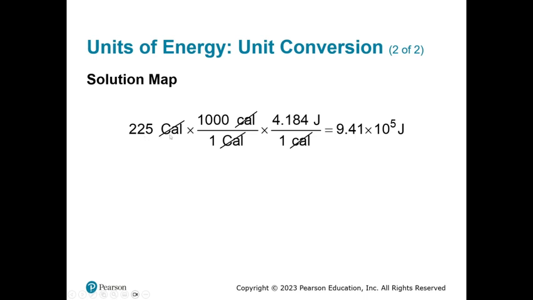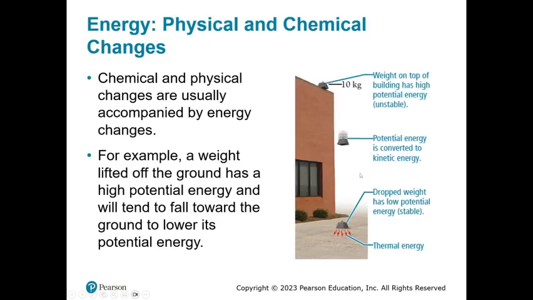250 kcal, times 1,000 calories over 1 kcal, times 4.184 joules over 1 cal, to make sure that we only have joules at the end of the day, and this would be our answer. So even a small candy bar has a whole bunch of joules in it, and that's one of the reasons why the kilojoule is a pretty familiar unit, or a pretty favored unit.